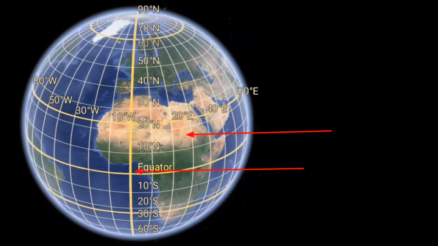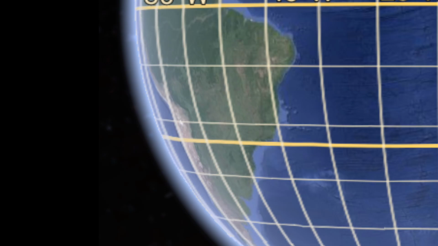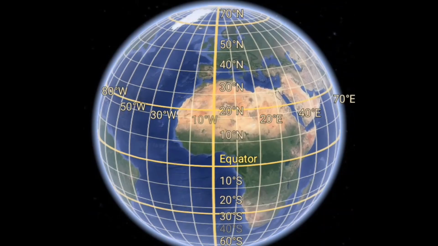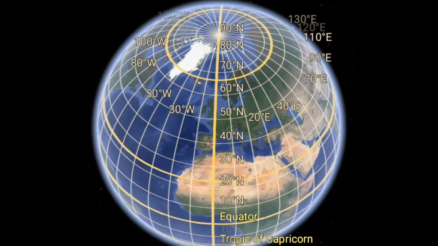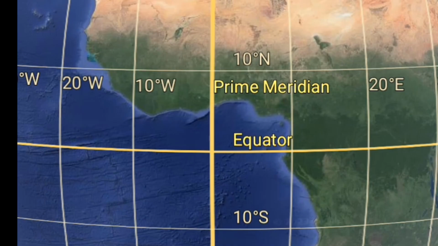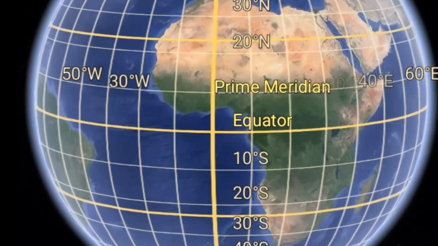These lines extend from the North Pole to the South Pole. They are semicircular. They all have the same length. The distance between two meridians of longitude on the equator is 111.32 kilometers. However, as we move towards the north or south from the equator, the distance between these lines decreases progressively and meets at the poles. The line right in the middle of all meridians is considered the 0-degree line.